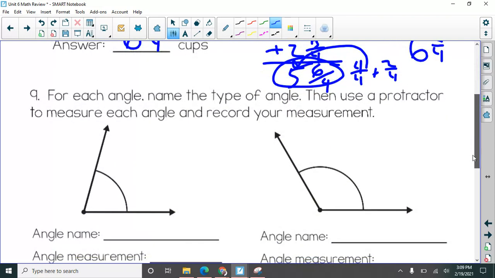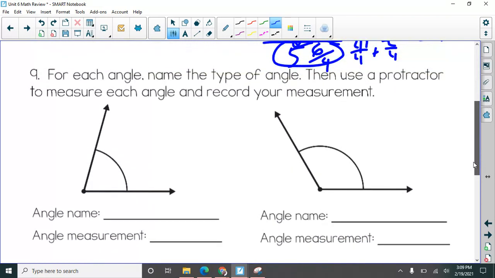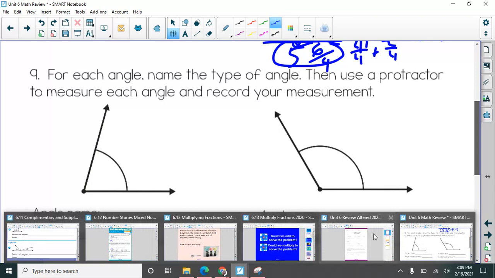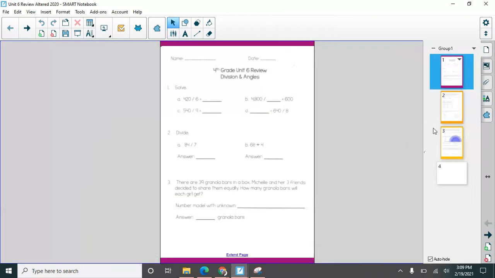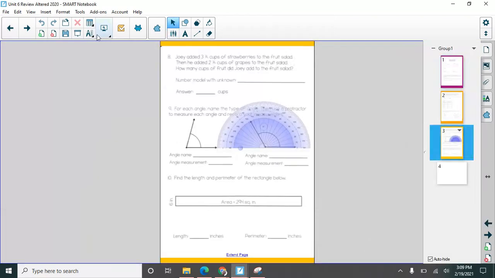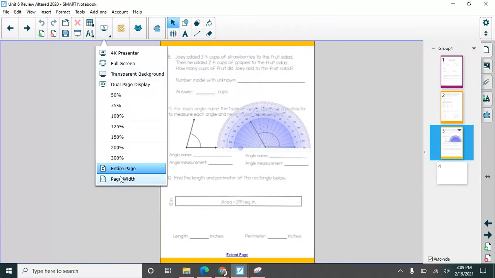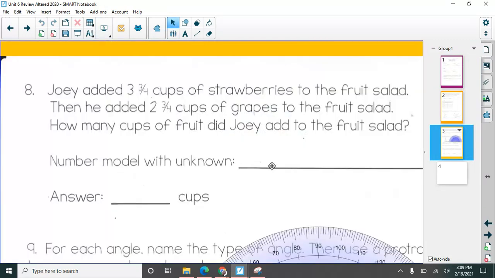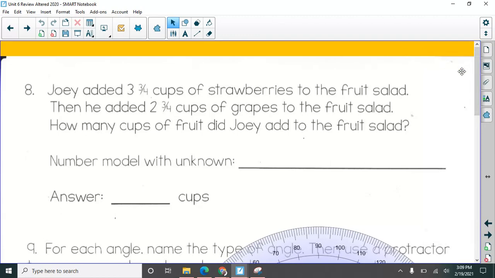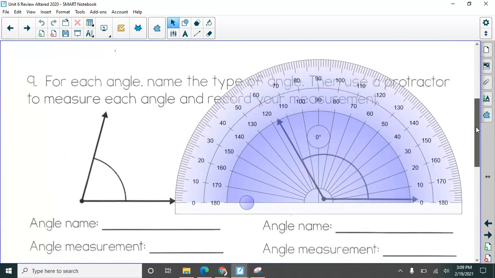Number 9. Number 9, for each angle, name the type of angle, then use a protractor to measure each angle and record your measurement. All right, I need to get my protractor one, which I think I had over here. Yep. There it is. So remember, things that we need to remember about using a protractor.